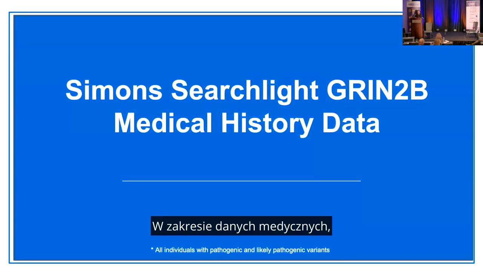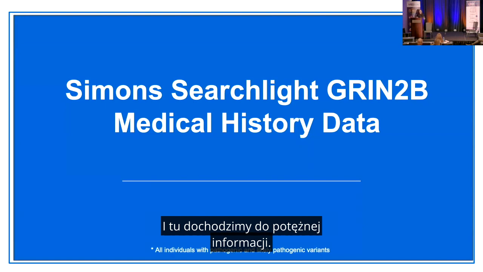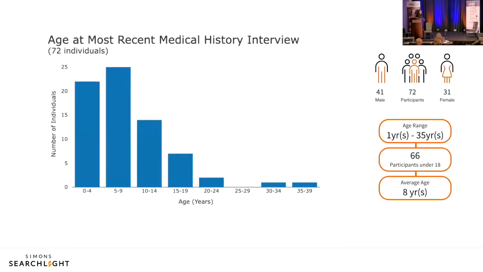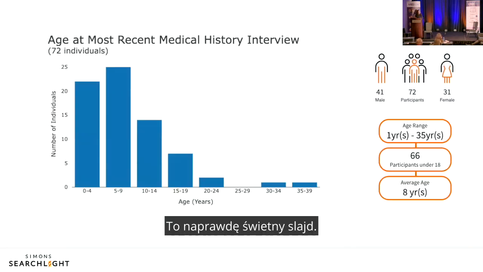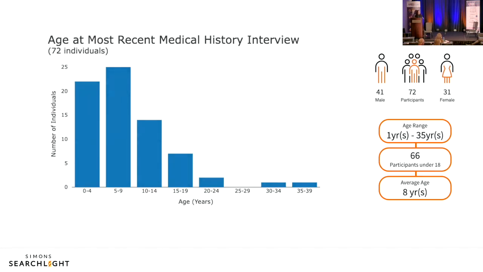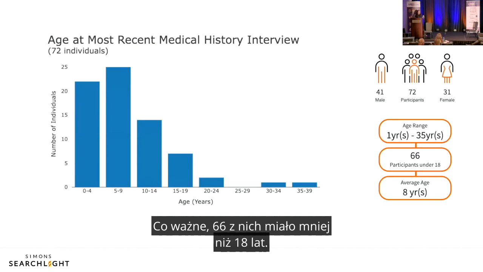In terms of medical data, here's where we come into the powerful information. We really aim to collect high quality information based on caregiver report. This is a really great slide. It shows that in the individuals that we have, 72 individuals between 1 year and 35 years, this is just a snapshot of those individuals. Importantly, 66 of those were younger than 18.